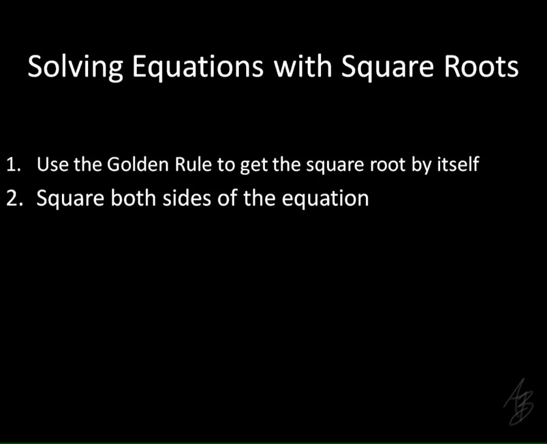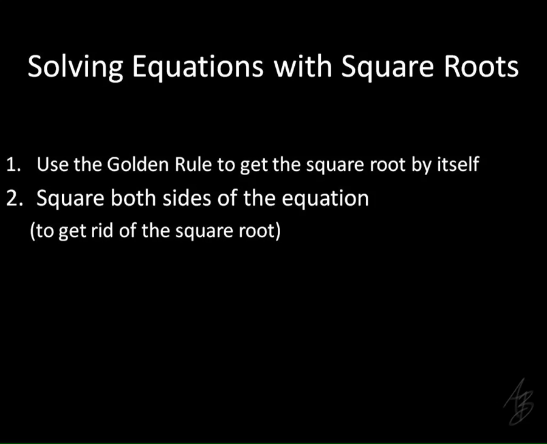Anybody want to guess why we would square both sides of the equation? What about the square root? What do the square and the square root have to do with each other? They both equal some kind of number. Good answer. So the square and the square root are inverses of each other. So we're going to square both sides of the equation so that we can get rid of the square root. Because the square and the square root cancel each other out.